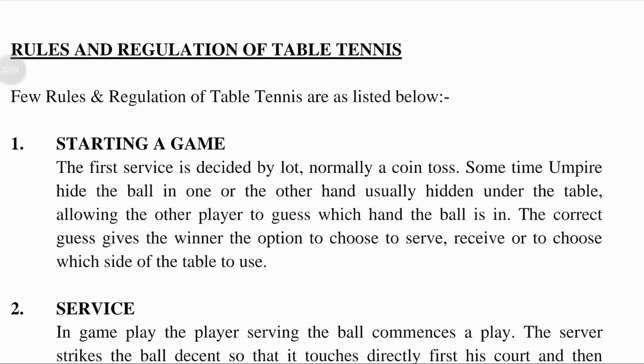Sometimes the umpire hides the ball in one or the other hand, usually hidden under the table, means at some unspecified or unknown time the umpire keeps the ball out of sight, or generally hides his hand under the table, allowing the other players to guess which hand the ball is in, means permitting the player to imagine in which hand he kept the ball.